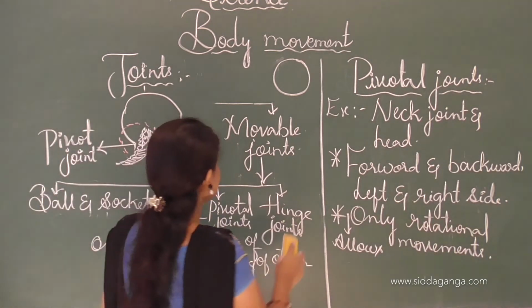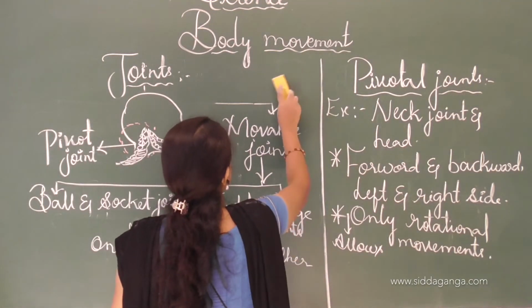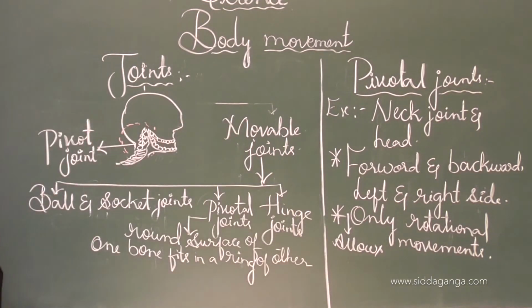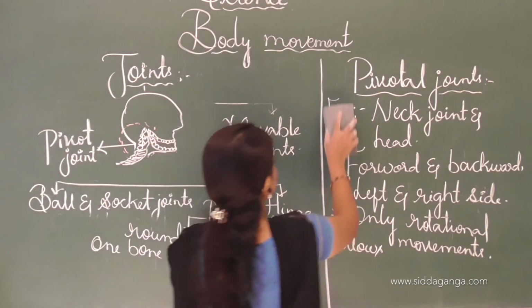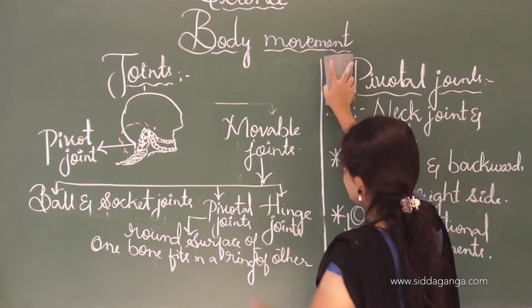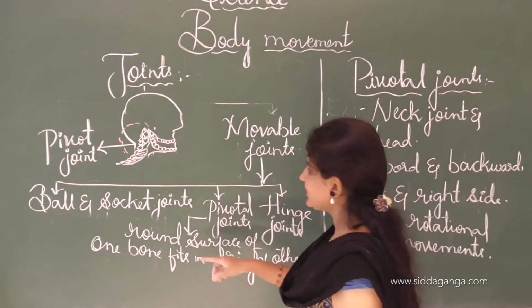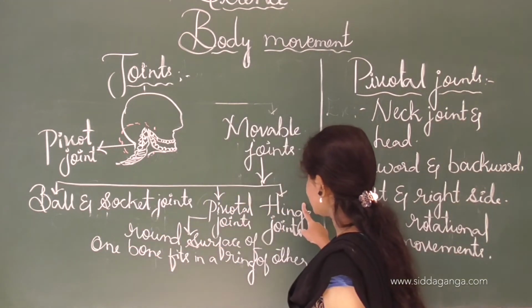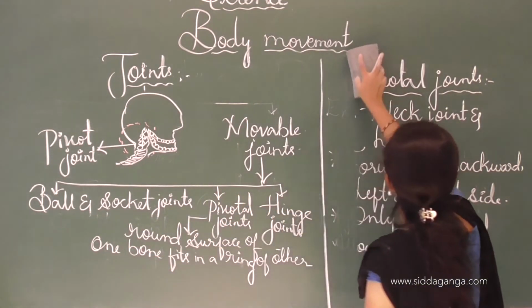Next we shall move on to the hinge joint. Next, in movable joints, in which we already learnt about the ball and socket joints, pivot joints, and the last one is the hinge joints.